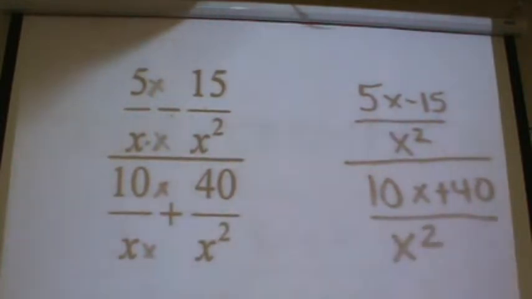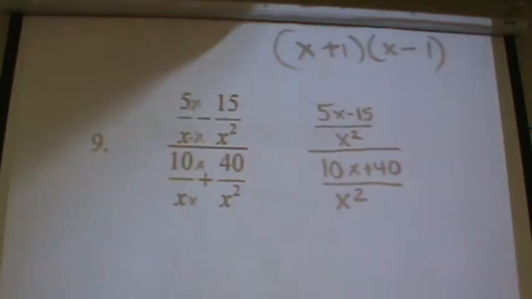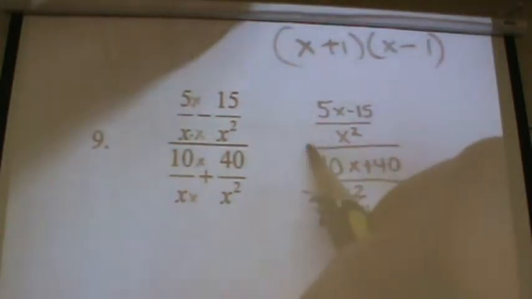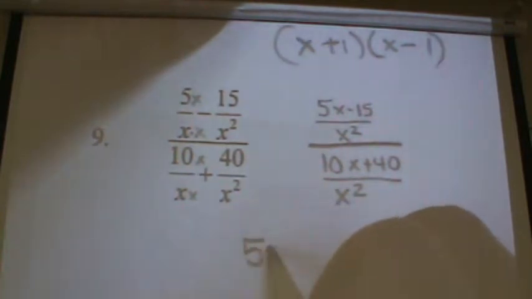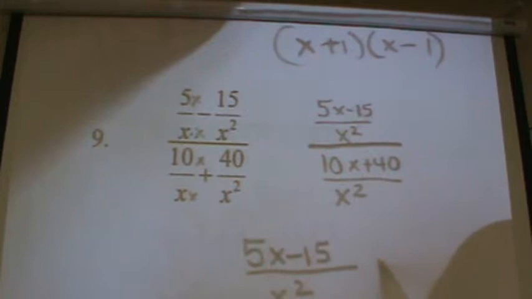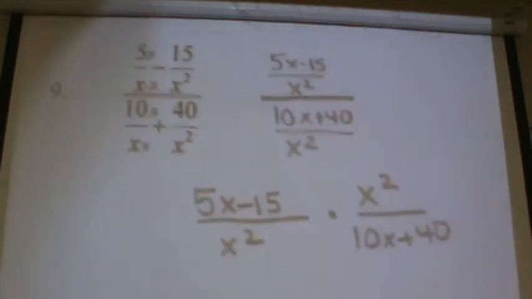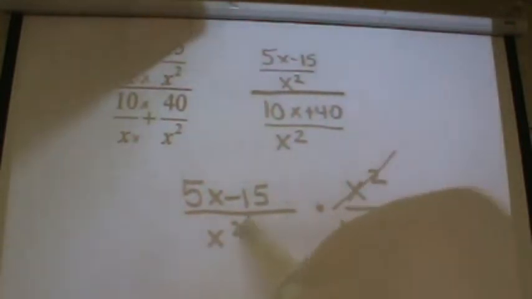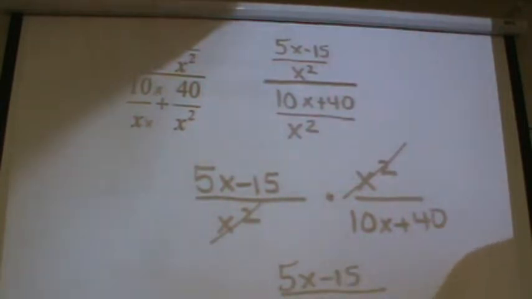Okay, then what do you do? This is a big division problem. Flip and multiply. You're gonna flip, so you have 5x minus 15 over x squared. Cancel, look at that. What cancels? X squared. Okay, so what you have is 5x minus 15 over 10x plus 40.